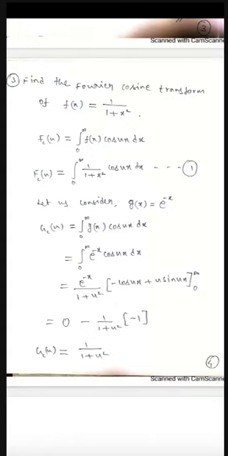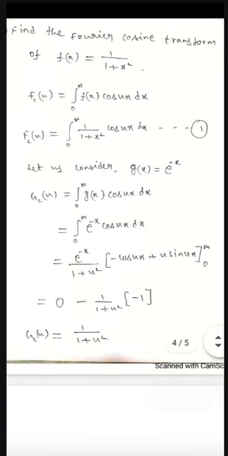Now we have to consider one new function, g of x equal to e power minus x. Simply I have taken minus x; for what reason, you will come to know. So Gc of u means what? g of x is e power minus x. What is the cosine transform of the function g of x? That is the integral from 0 to infinity of g of x cos ux dx. In the place of g of x, I can write e power minus x. So you have a formula.